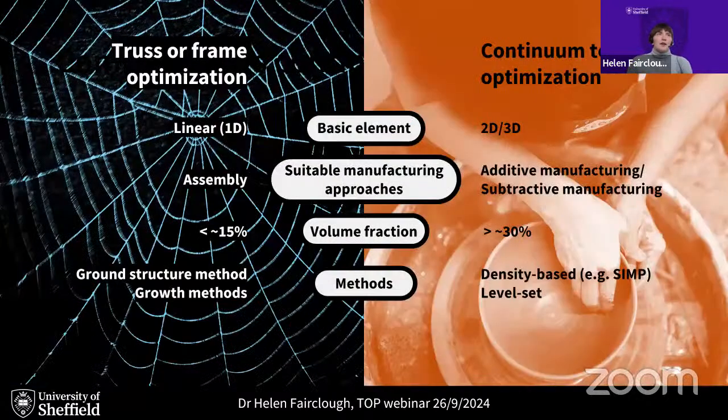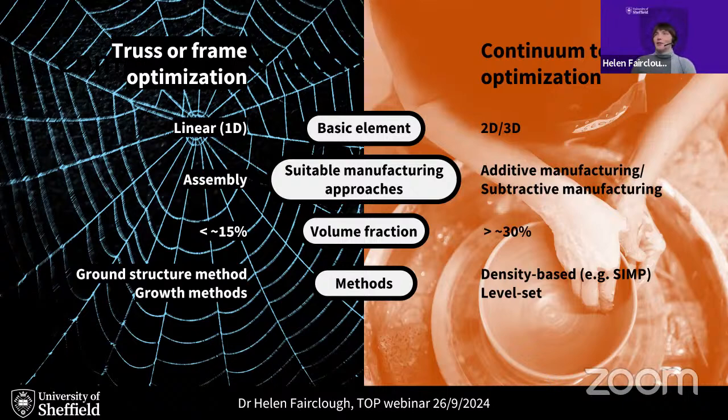So in this slide, I've tried to summarize the main differences between truss or frame optimization and continuum topology optimization. Obviously, I'm sure most of you are aware, continuum topology optimization is a huge field. As John said, this is the 32nd one of these topology webinars, and the majority of the presentations have been on continuum topology optimization.